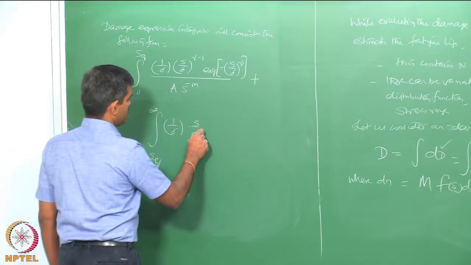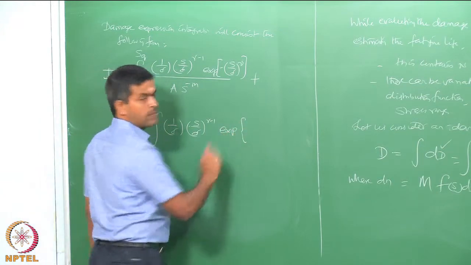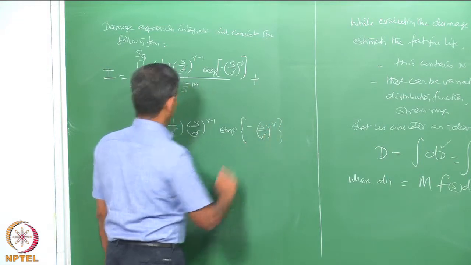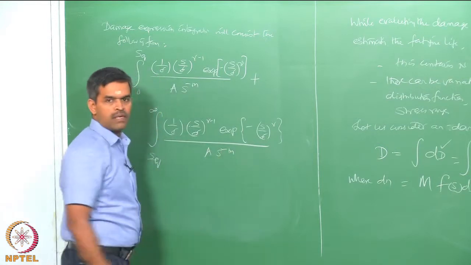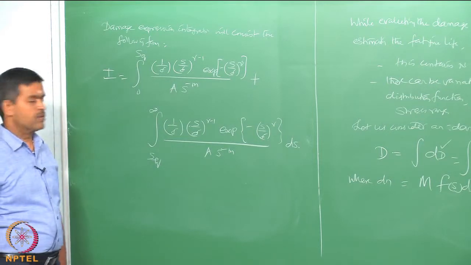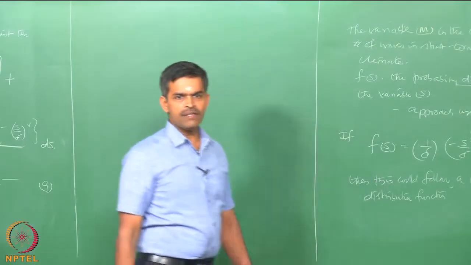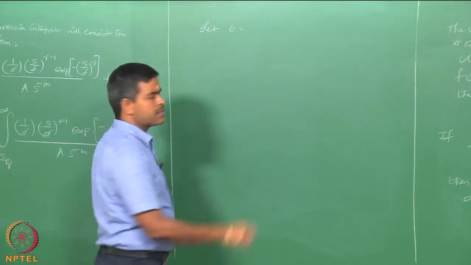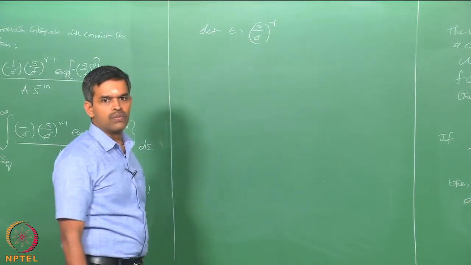Which is going to be 1 by delta (s by delta) to the power nu minus 1, exponential of minus (s by delta) to the power nu, divided by a s to the power minus m ds. Okay. Equation number 9. While evaluating this integral, let t be expressed as s by delta to the power nu.